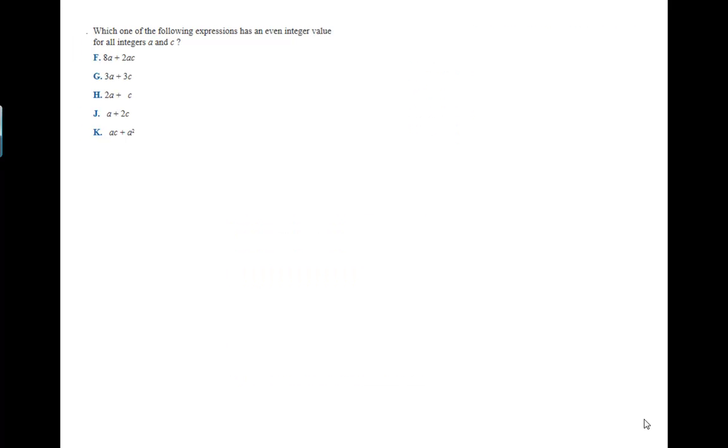Okay, time's up. Which of the following expressions has an even integer value for all integers A and C? Which of these is even? Well, let's try a couple numbers. Suppose I check with A equals 0 and C equals 1. The value of F is 8 times 0 plus 2 times 0 times 1. This equals 0. G, I've got 3 times 0 is 0, plus 3 times 1, 3. And we continue on. 1, 2, and finally 0.